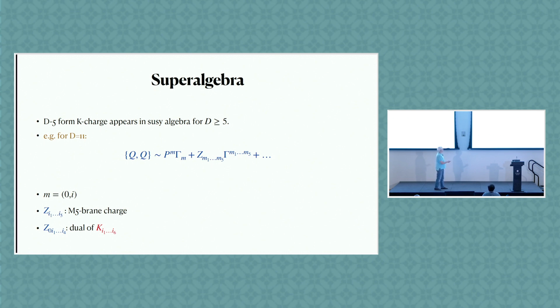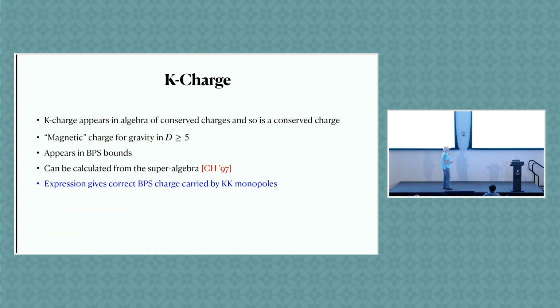If I split these space-time indices into 10 spatial indices labeled by I plus the time component, this has the usual M5 brane charge, but then there's a charge which is a spatial 4-form, which is the dual of a spatial 6-form, and this is the gravitational charge I've just been referring to. So it's this magnetic charge, which we'll refer to here today as the K charge, that appears in the algebra of conserved charges, and so is a conserved charge. The magnetic charge for gravity in 5 or higher dimensions.